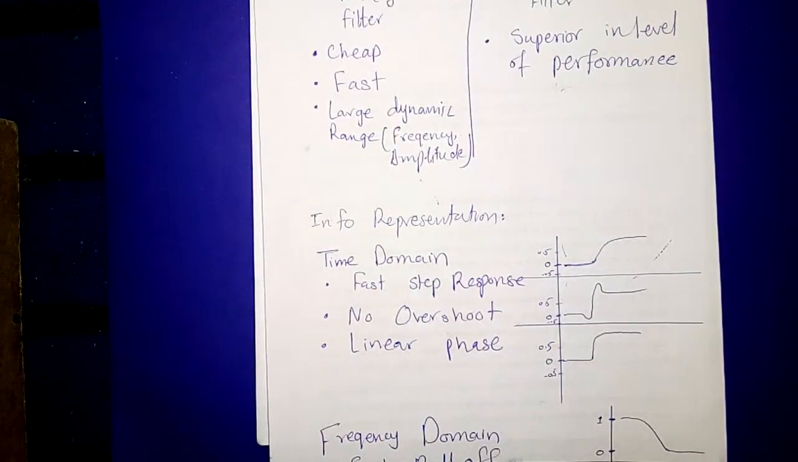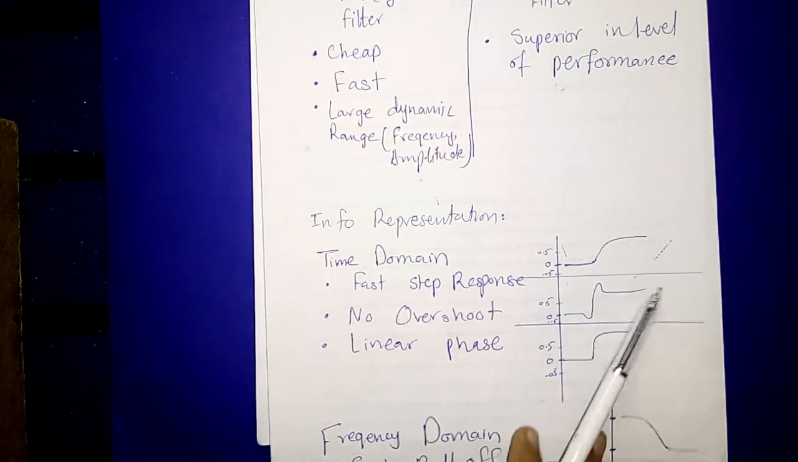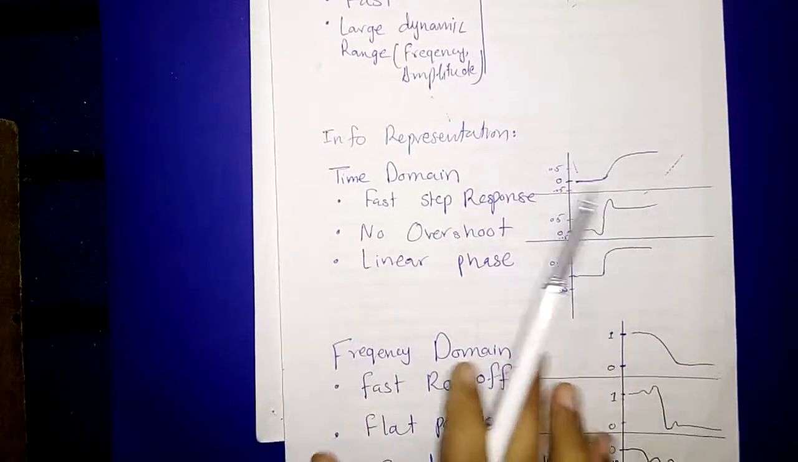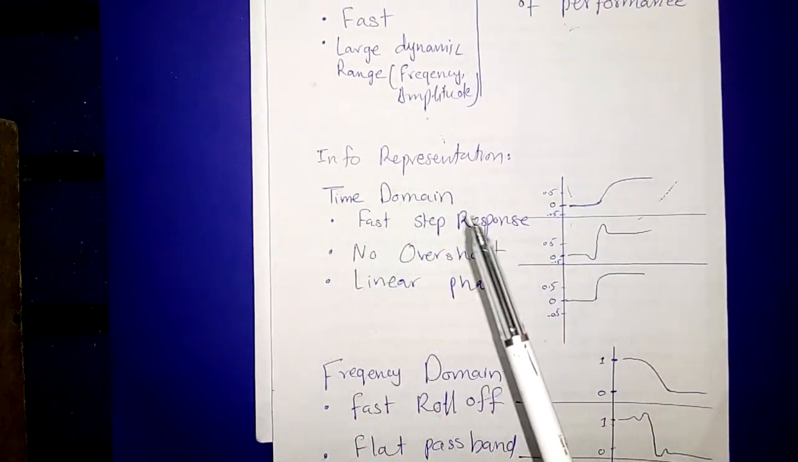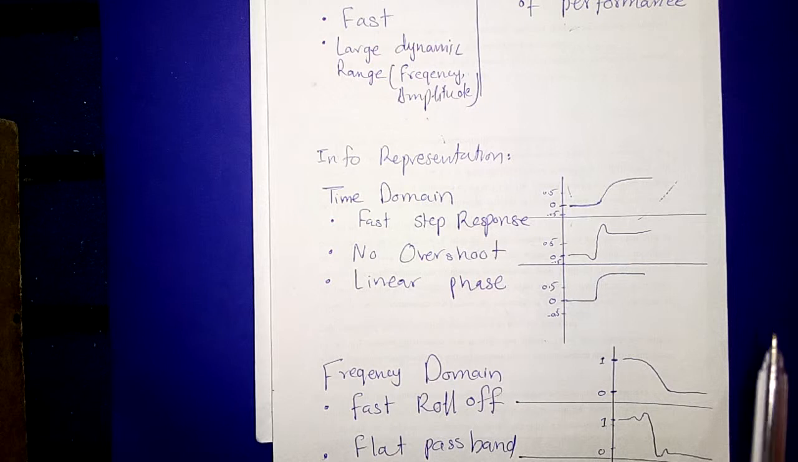So information representation: there are two domains in basic DSP, which are frequency domain and time domain, in which the information is represented. For example, टाइम डोमेन में अगर हमने एक अच्छे फिल्टर की आइडेंटिफिकेशन करनी हो तो हमें कैसे पता चलेगा? If it has the following characteristics, it is a good filter.